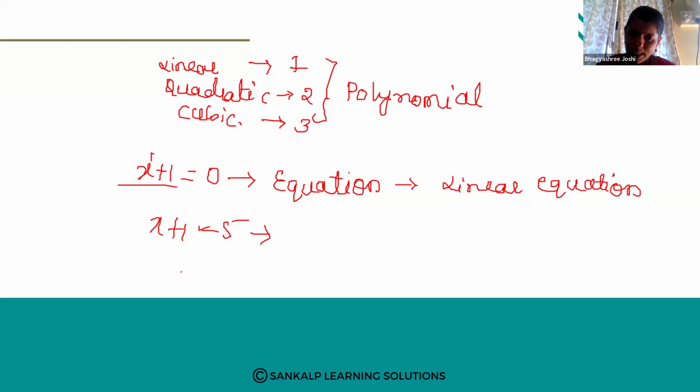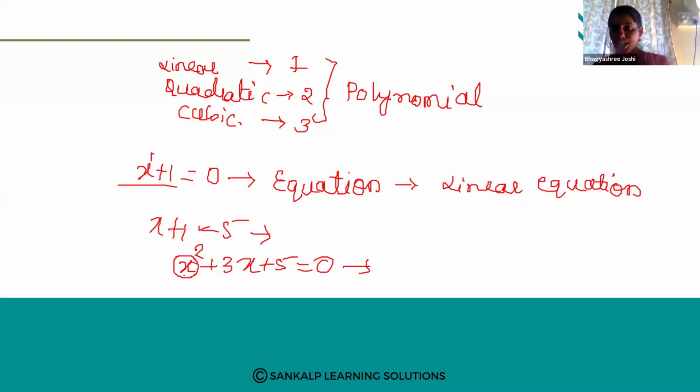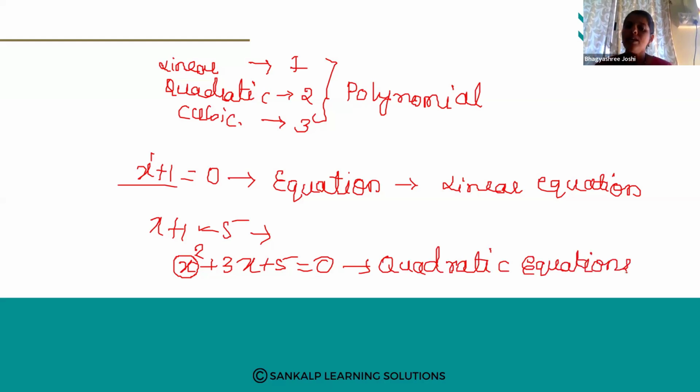Quadratic equation means, see, x square plus 3x plus 5 is equal to 0 if I write. Here, variable power is 2. If I write polynomial with 0, here variable power is 2. That means it is quadratic equation. So this type of equations can be called as quadratic equations. What do we call this? Quadratic equations, right?